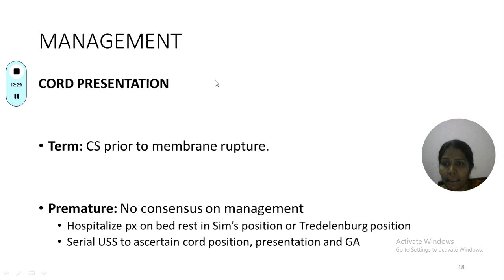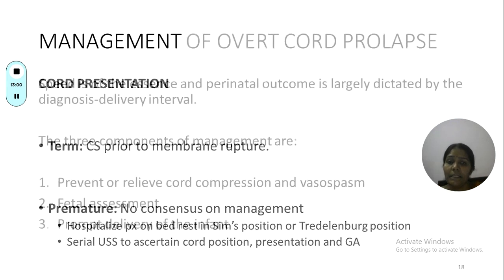Management in a cord presentation. In a case of term pregnancy with cord presentation, we can do a cesarean section prior to membrane rupture. In case of a premature infant, there is no consensus on management. Hospitalize the patient on bed rest in a Sims position, and do serial ultrasound to ascertain cord position, presentation and gestational age. But whenever necessary, we proceed with a cesarean section.